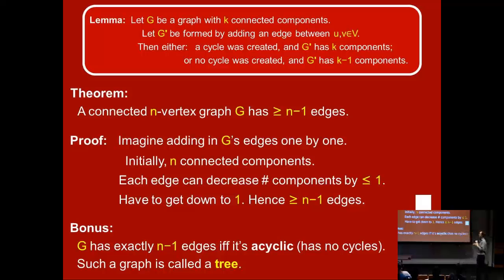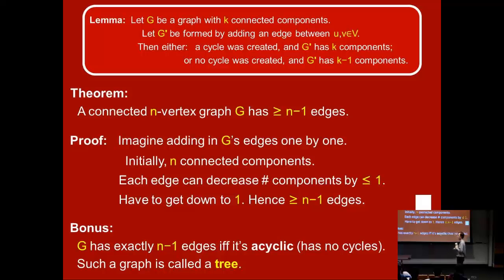And you can also see conversely, if you have more than n minus 1 edges in the graph, then at some point you'll have to have done this step where it doesn't go down, and you must have created a cycle. So this is like an if and only if. A connected graph has exactly n minus 1 edges if and only if it has no cycles.